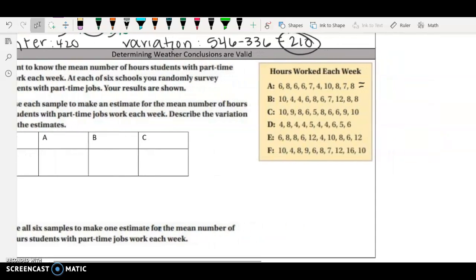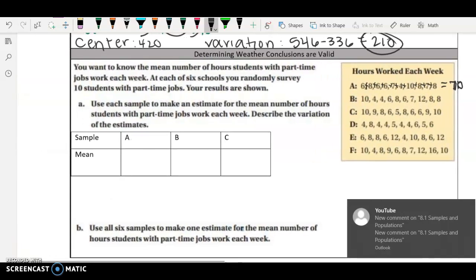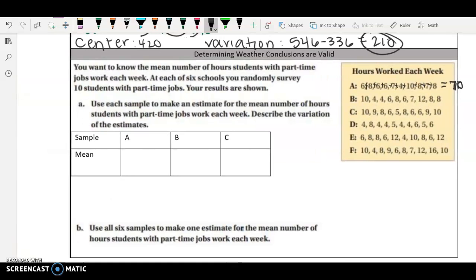So we're going to add these all up. So I'm just going to put a plus sign in between each of these. And when we add them all up, we get 70. And so we are going to take 70 divided by 10, because there are 10 numbers, 1, 2, 3, 4, 5, 6, 7, 8, 9, 10. And I get 7. So on average at school A, we would say about 7 hours a week they work their part-time job.